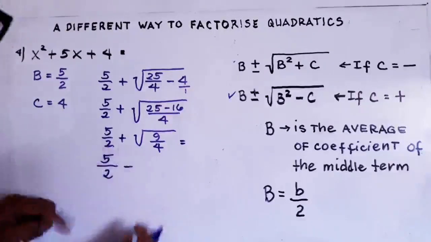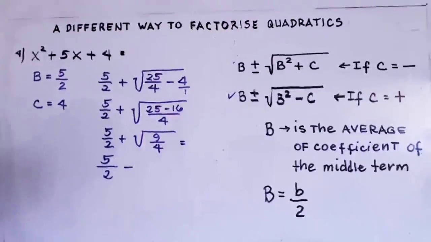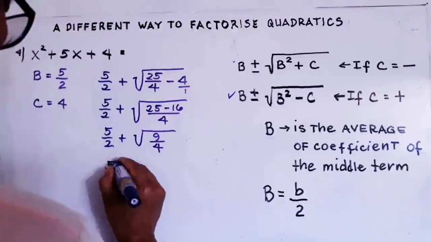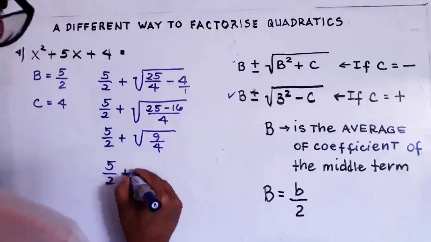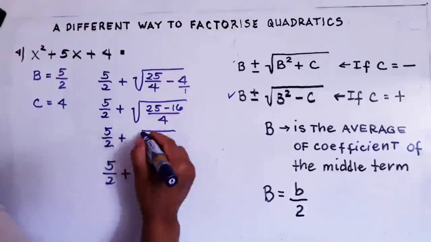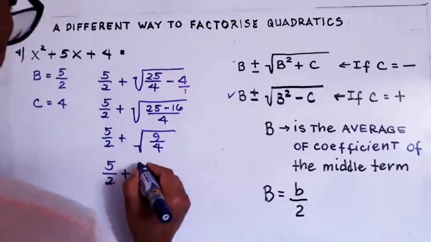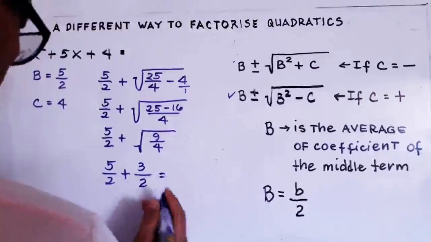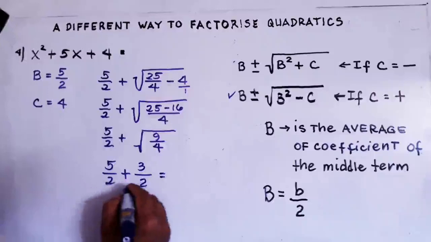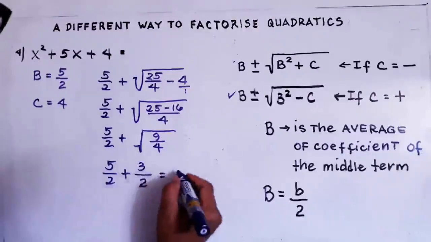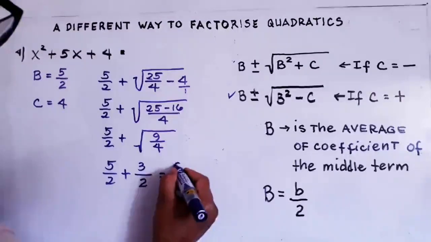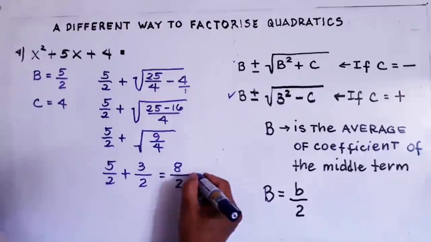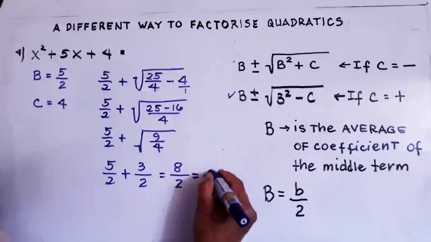Okay, I'm going to erase first this one. So 5 over 2 plus, we take the square root of 9. You should include that one. Okay. Square root of 9 is 3 and square root of 4 is 2. Then we can add, because we have the same denominators, we can just add the numerators. So this one is 5 plus 3 is 8, and then we copy the 2. We don't add the 2 because that is the denominator here. So 8 divided by 2 is 4.